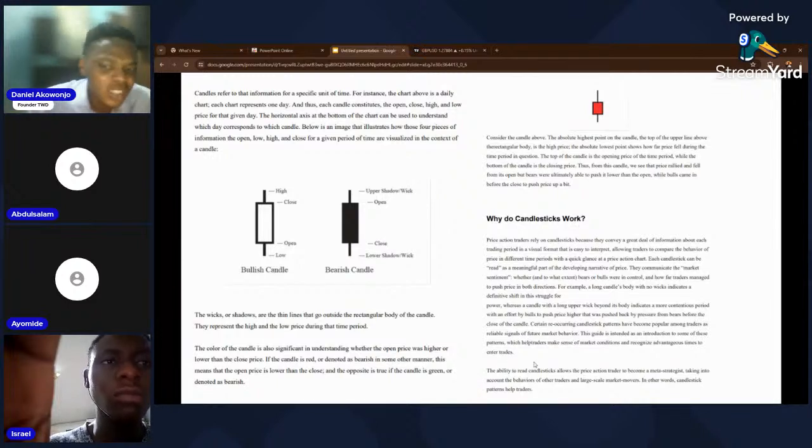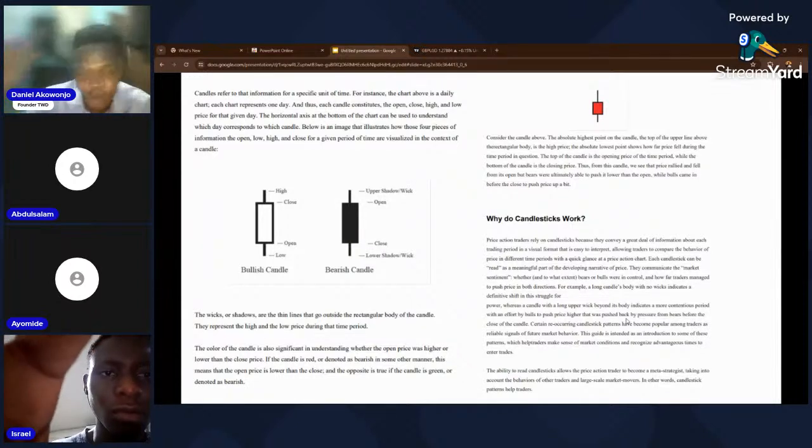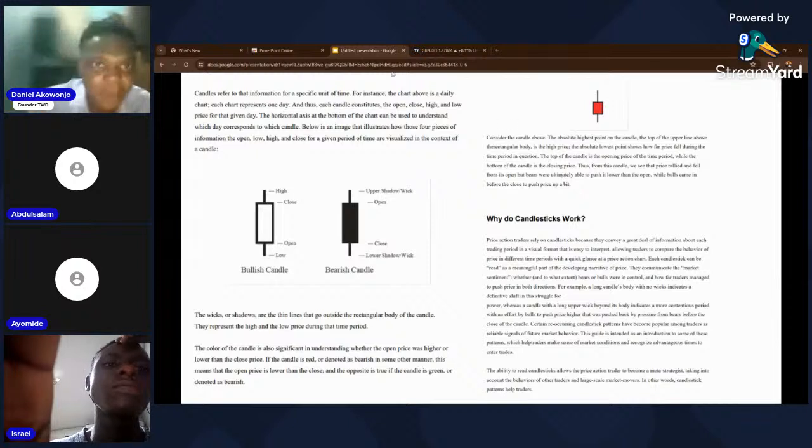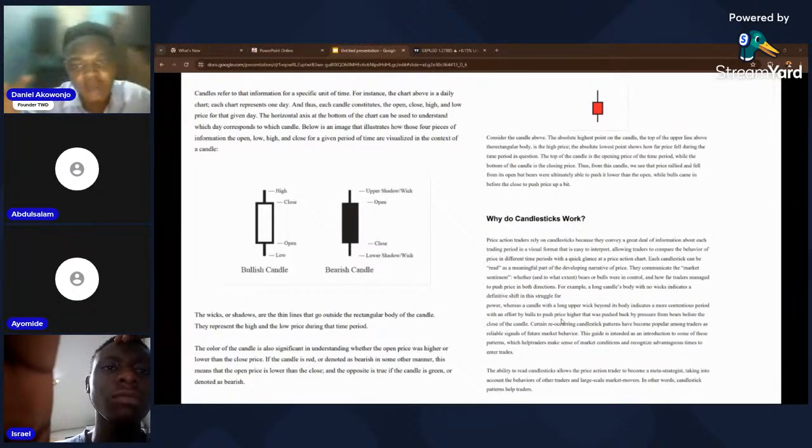So now the ability to read candlesticks allows price action traders to become meta strategists. Do you understand? Taking into account the behaviors of other traders and large-scale market movers. In other words, candlestick patterns help traders. Now, I was talking about the people who move the market during the last class, right? I said that there are some people who are bulk traders, who are high skill traders, okay, that are actually pumping money into this market. I talked about CBN, I talked about your normal GT Bank, I talked about your normal Access Bank and all of those things.